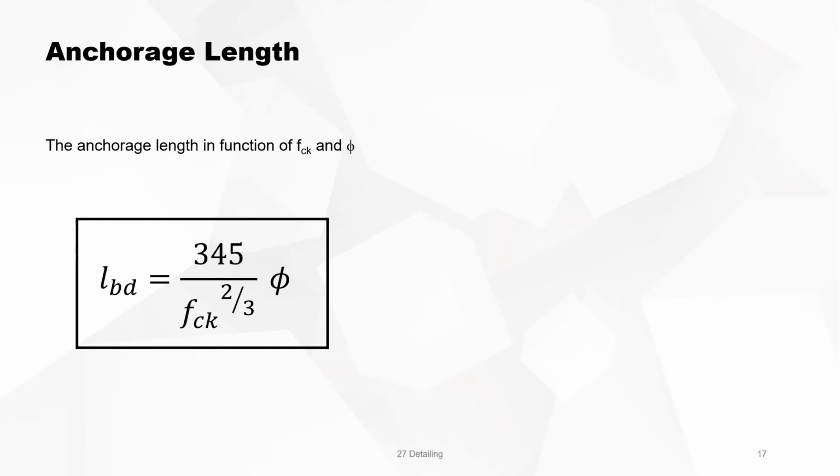The anchorage length in function of fck and phi can be expressed like it is indicated here with some assumptions with the position and so on, but in most common cases you can work the formula out and then you find that the required anchorage length is 345 times fck to the power 2/3 multiplied by the diameter of the rebar you are using. This, of course, is working with the maximum stress in the rebar. It means it's working at 435 megapascal. This rule can be useful to have a first estimate of the anchorage length.